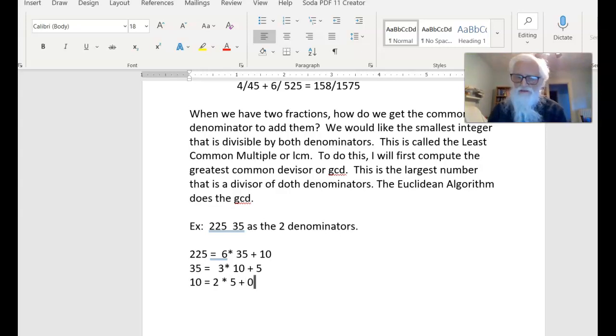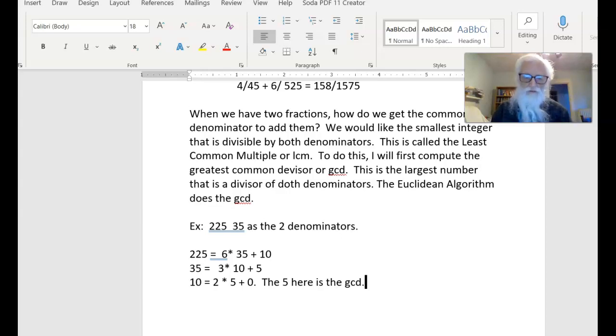When I get a 0, the 5 here is the GCD. Now, you can go backwards all the way to get a relationship between the 225 and the 35 that makes us equal, that brings the 5 in. But if you look at 35, it's 5 times 7. And if you look at 225, there's a 5 in it, but there certainly isn't a 7. So there's nothing else in common between them.